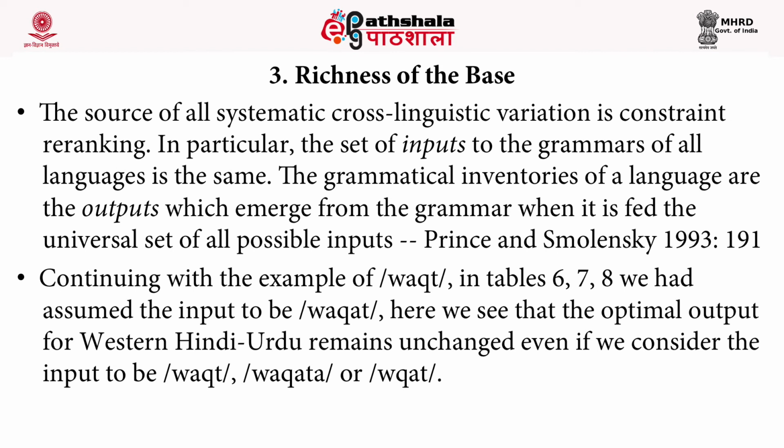So the ranking of the constraints is language specific, and thereby you get the results as the optimal candidates belonging to that language. It doesn't matter even if you have the same candidate as the input, it can have different output depending upon the re-ranking of the constraints. So in particular, the set of inputs to the grammars of all languages is the same. The inputs of all languages are the same. The variation in output is dependent on the re-ranking of constraints in that particular language.